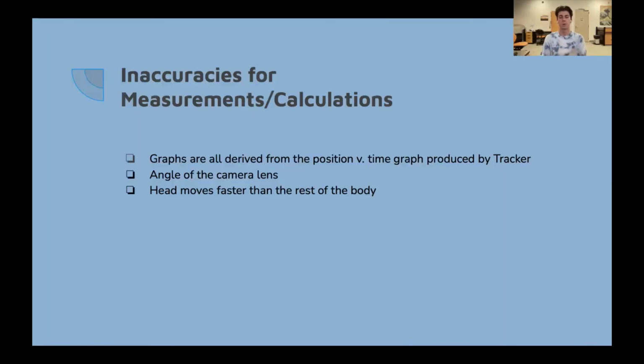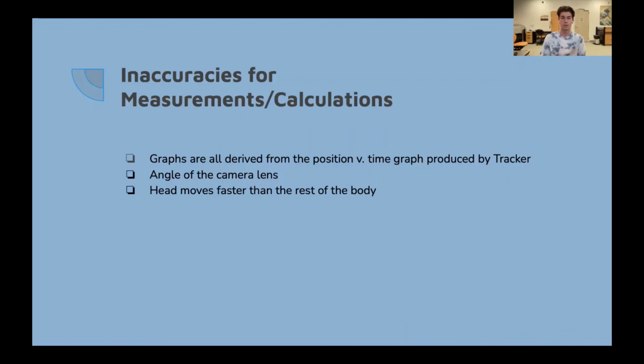Finally, as we look through our project, we understand that there may be a couple of areas that have some inaccuracies in our calculations. The first is looking at our graphs. We derived all of our graphs from our position versus time graph that came off of tracker. The little blips that came out of the inaccuracies on that graph were then carried on through the derivations into the other graphs. We helped solve this issue through hand drafting the rest of our graphs.